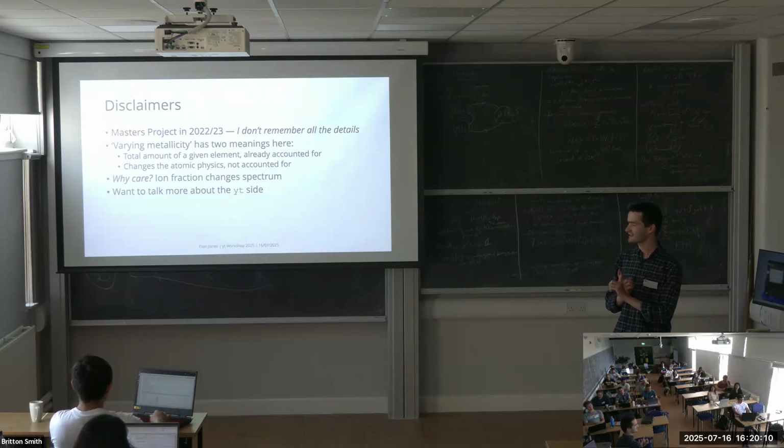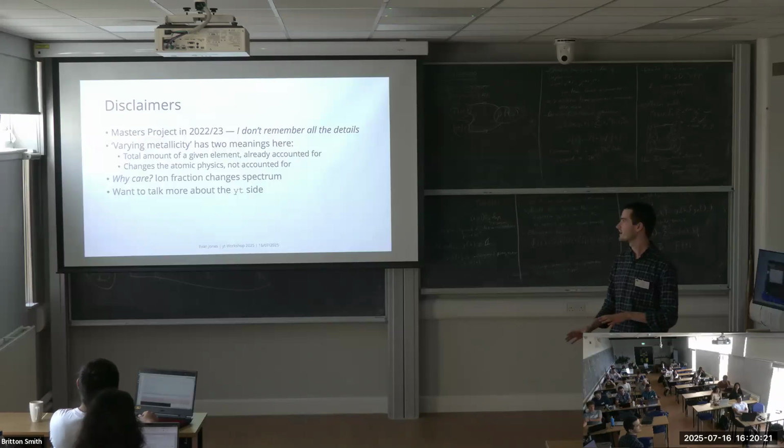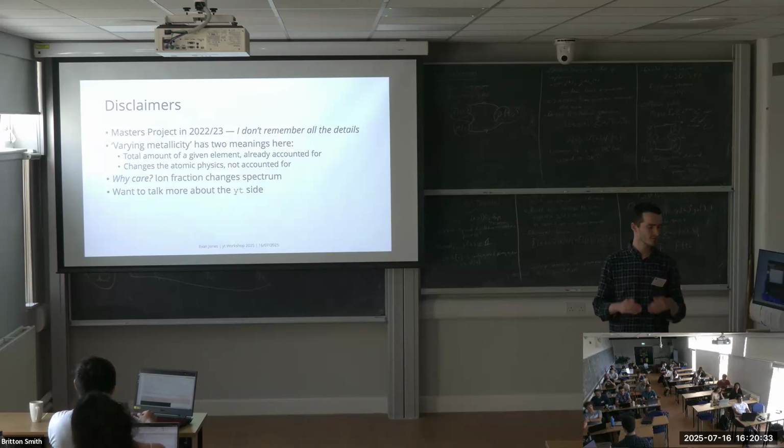Varying metallicity has kind of two meanings. One is if you have your simulation and you have your metallicity in there, just the total amount of, say, oxygen. That's obviously already accounted for. What I'm talking about is how you typically have a lookup table that you generate with some Cloudy data, and if you change the metallicity there, that's going to change your atomic physics that goes into everything. It's kind of the subgrid model that you're changing.